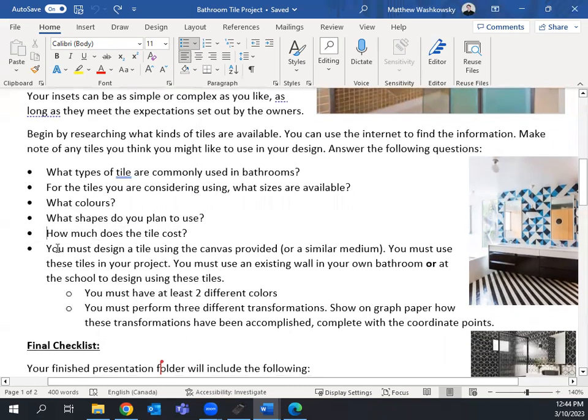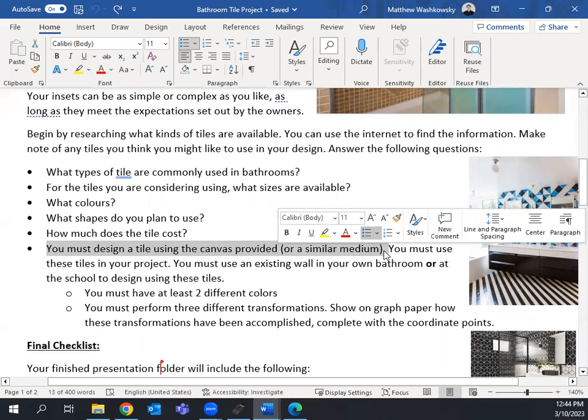So what you're going to be doing is designing a tile. You can either use that canvas, that's the stuff that we're going to be painting on later, or you could do it on just grid paper if you want. That's that graph paper that we've used. Again, for those of you online, that's what you might have to do. You can use paint, you can use pencil crayons, you could use something on the internet if you wanted to. That's okay.